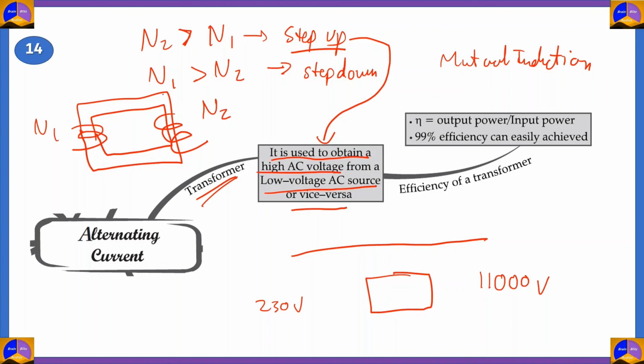Now, suppose it was the opposite. If we had a lot of winding on the first coil, but in the second coil we don't have that much, that is known as step down, and what it does is it decreases the voltage.